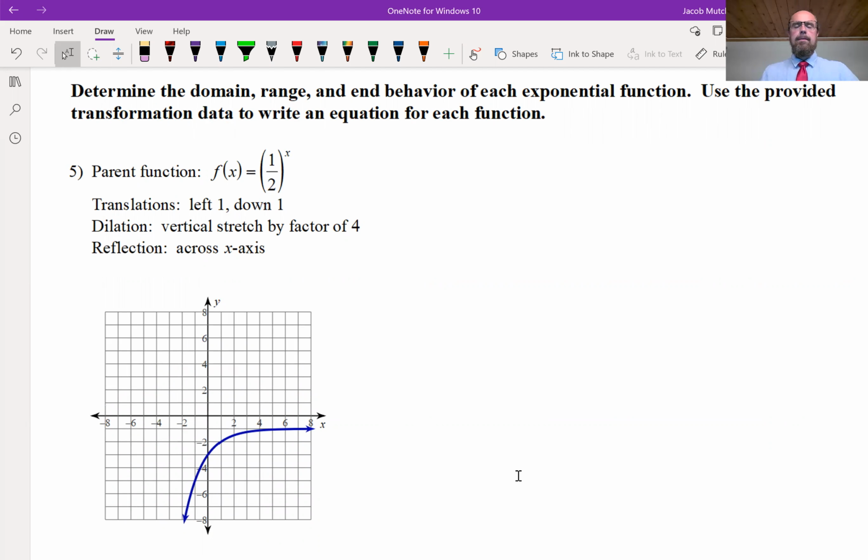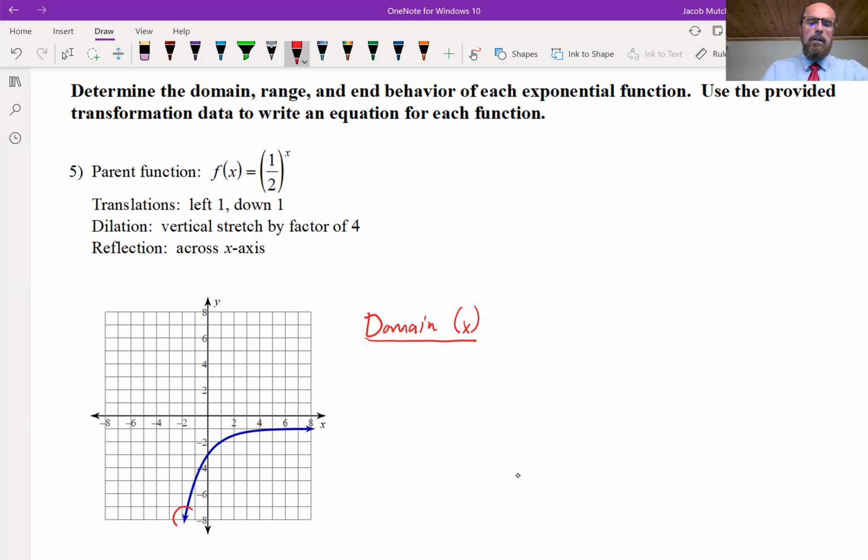We want to do the same things to begin. We want to find domain, range, and end behavior. So we'll start with those tasks. Again, domain is a description of the x values, left to right, of the function. So again, I want to look at the extreme sides.